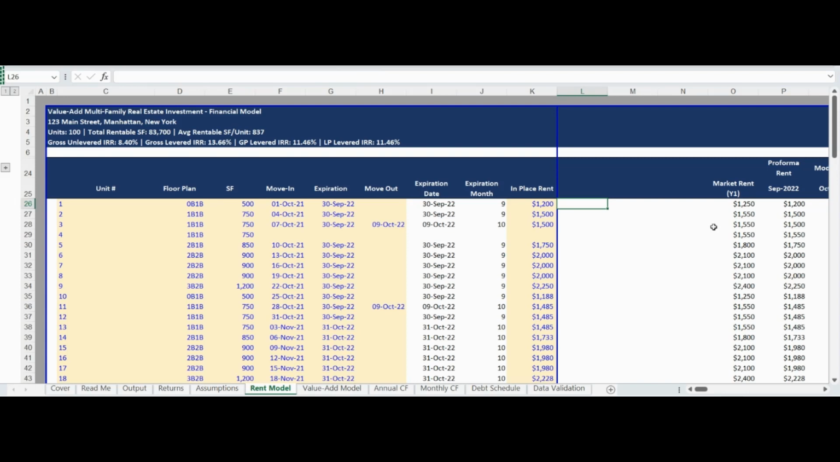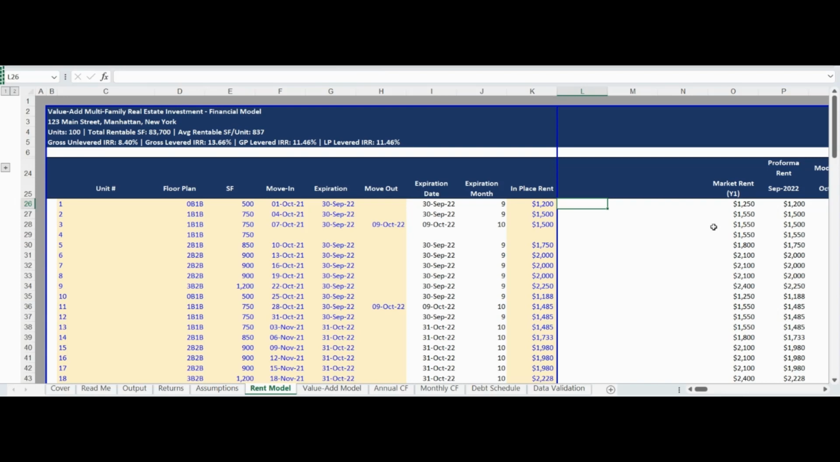basis. The move-in, expiration, and move-out dates by unit are input, which drives the calculation of the expiration date and expiration month. The dates drive the turnover calculations, as the rents will change the month following the expiration of the in-place lease. The final input into the rental revenue forecast module is the current in-place rent for the unit, which will serve as the starting point for the rental revenue forecast.